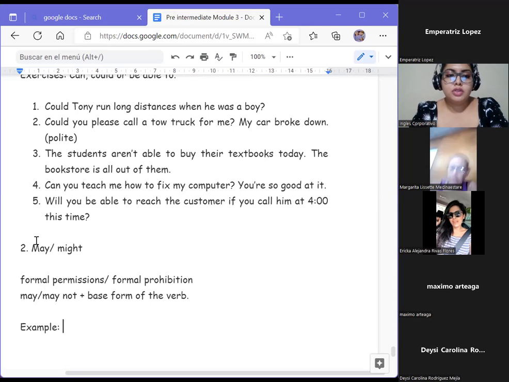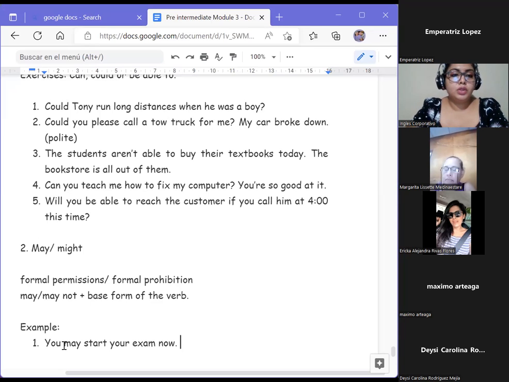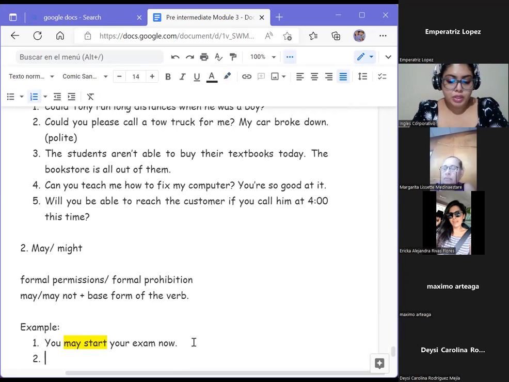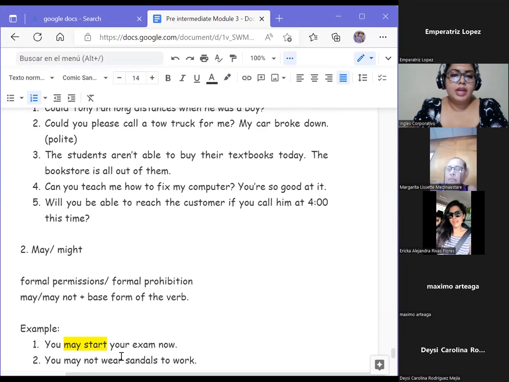Remember that we are using just structures to explain these topics. So we have example number one, and it says, you may start your exam now. In this case, we have the structure may start. That is the structure that we are using for this part of the topic. Number two, you may not wear sandals to work. So here we have the negative and the verb.